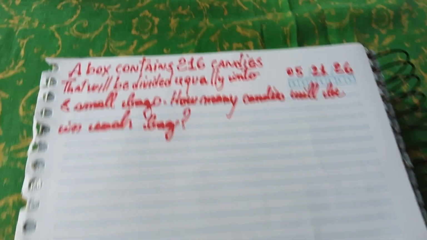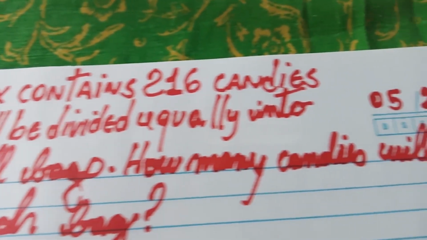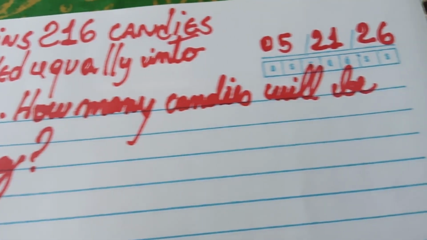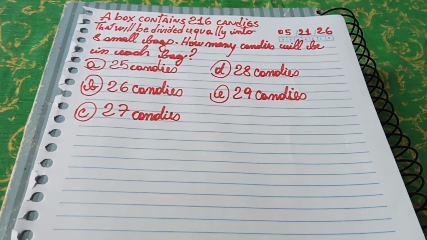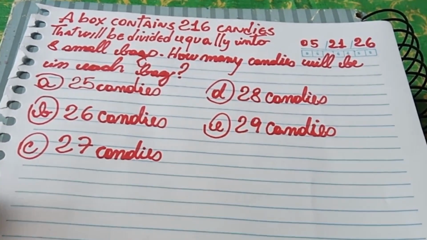A box contains 216 candies that will be divided equally into 8 small bags. How many candies will be in each bag? Options: 25, 26, 27, 28, or 29 candies.